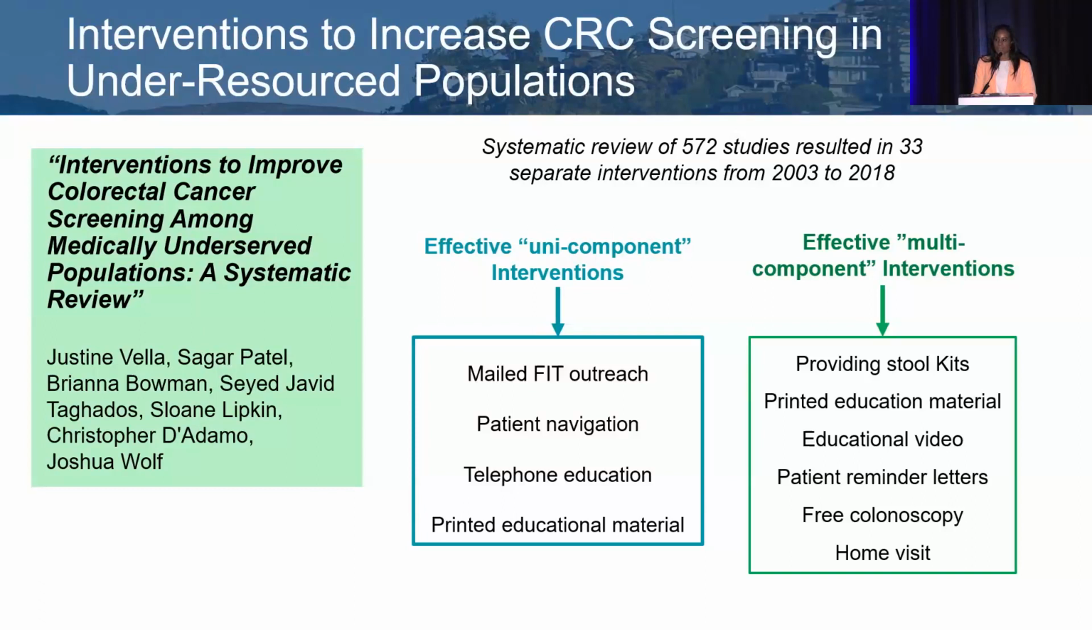And what they concluded was that there are many different types of interventions that are effective for addressing low screening rates in underserved populations. We have effective unicomponent interventions. These are interventions that really have one main component, and we have effective multi-component interventions. So a lot of the work that we're doing now is trying to learn for different health systems and communities what we can do, whether it's mailed FIT outreach, patient navigation, as was emphasized, telephone education, or more complex interventions like providing stool kits through a programmatic approach to screening and patient reminder letters to improve screening participation in these settings.